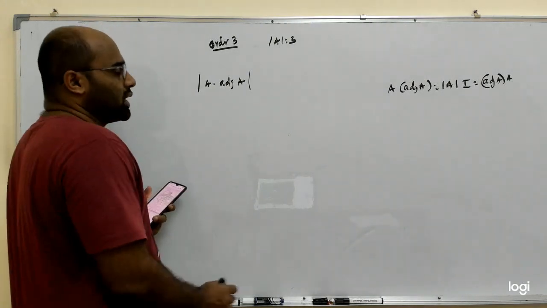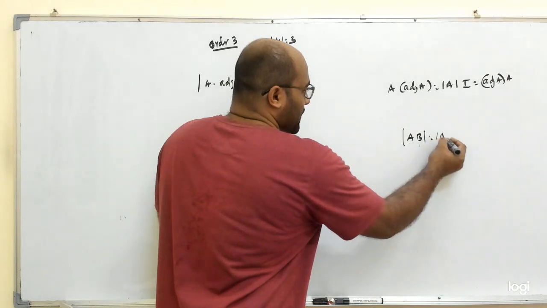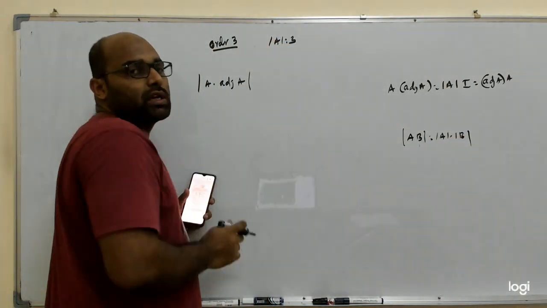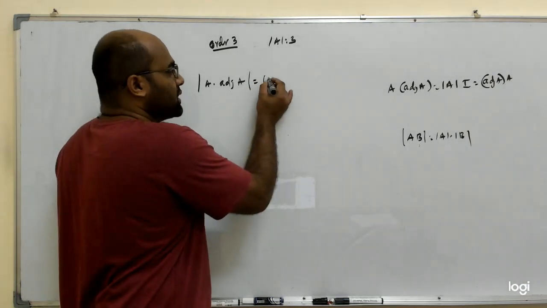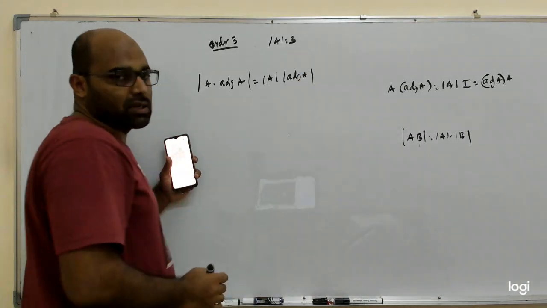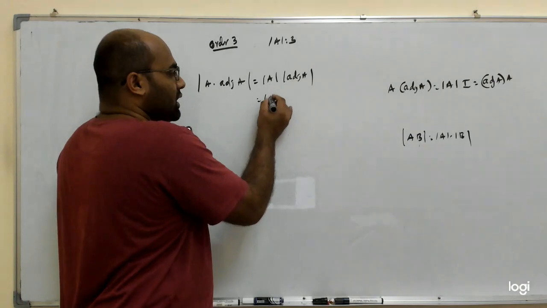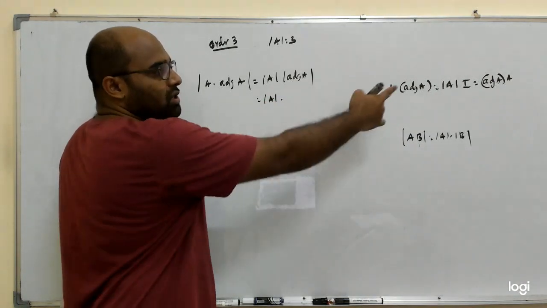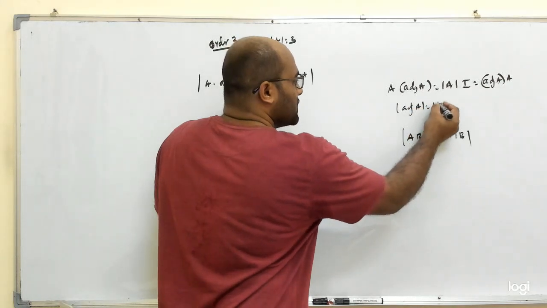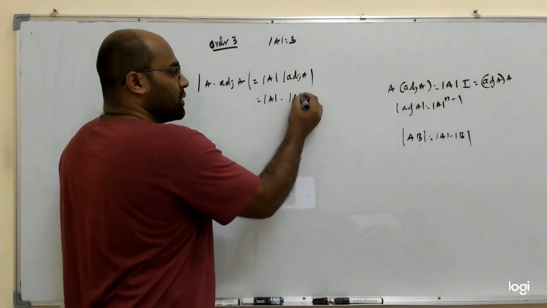So this can I write? Already I told you, for two matrices, determinant can be separated: determinant A into determinant B. Here A is a matrix, adjoint A is also a matrix. So this can be separated as determinant A into determinant of adjoint A. What is determinant of adjoint A? In the previous case, determinant of adjoint A is determinant A raised to n minus 1.